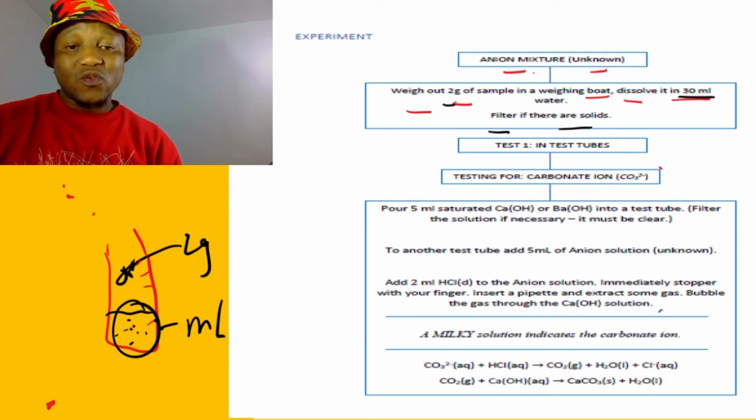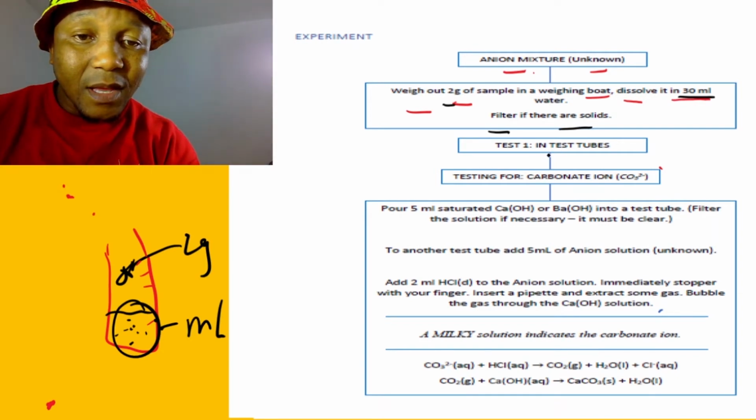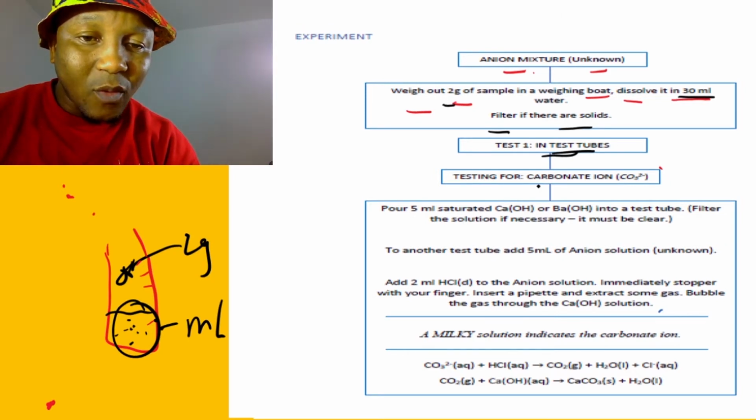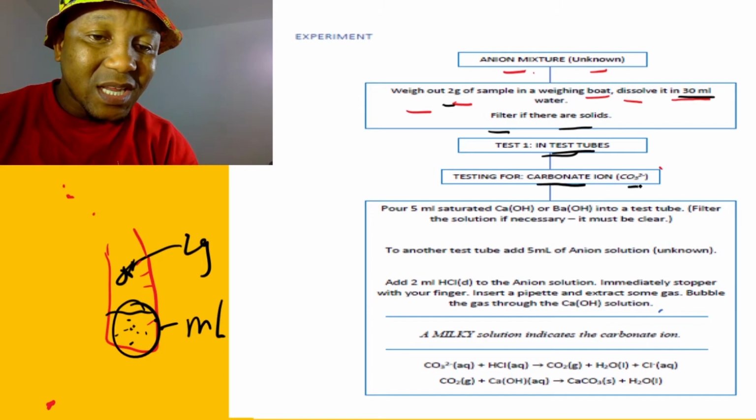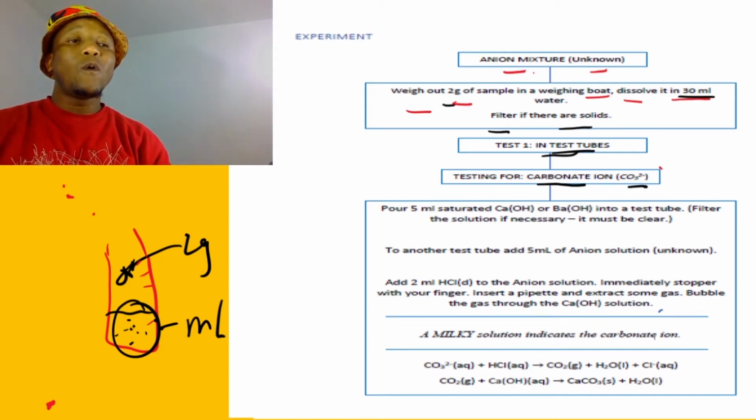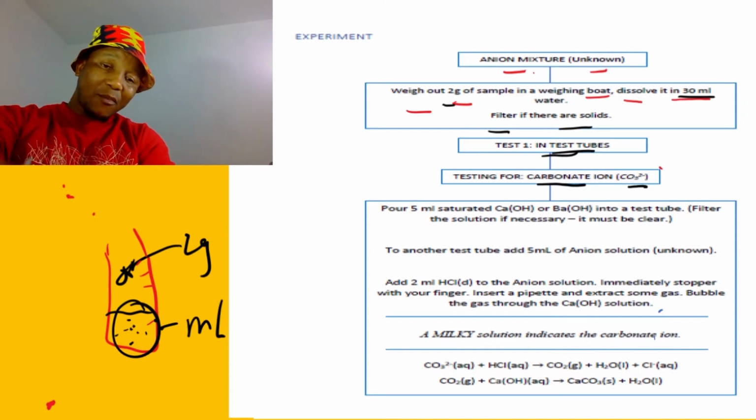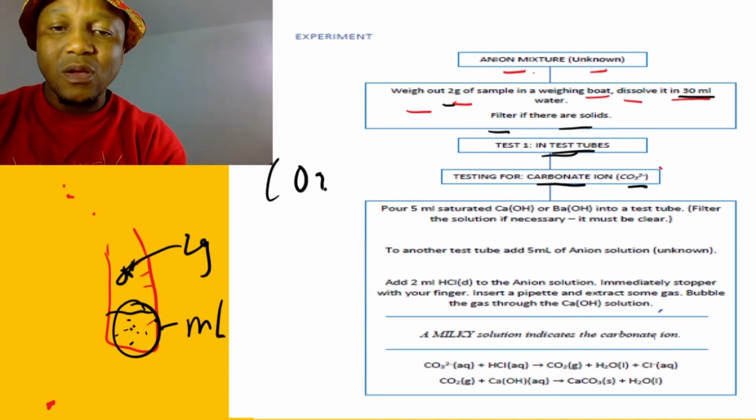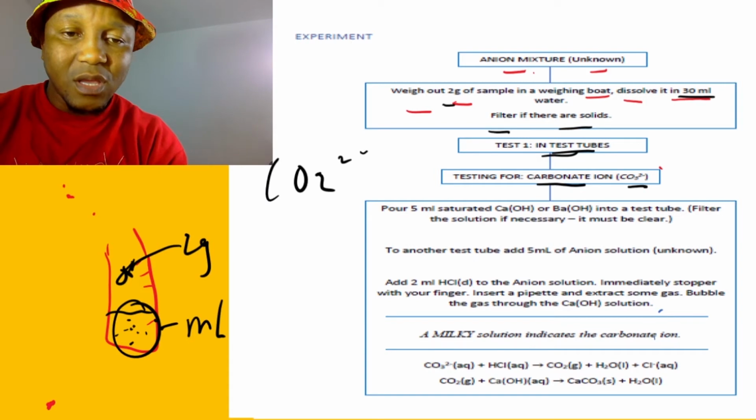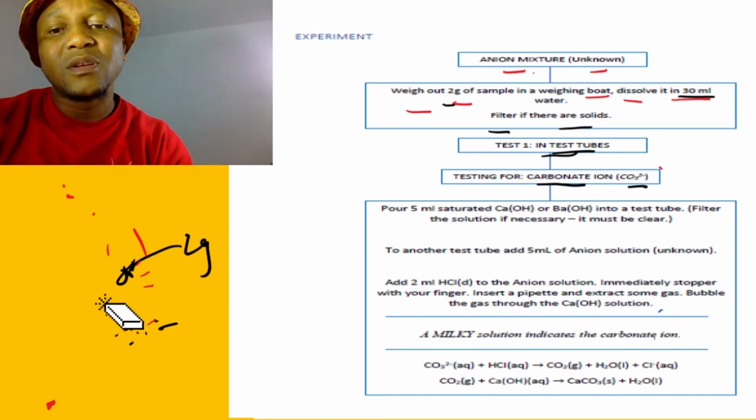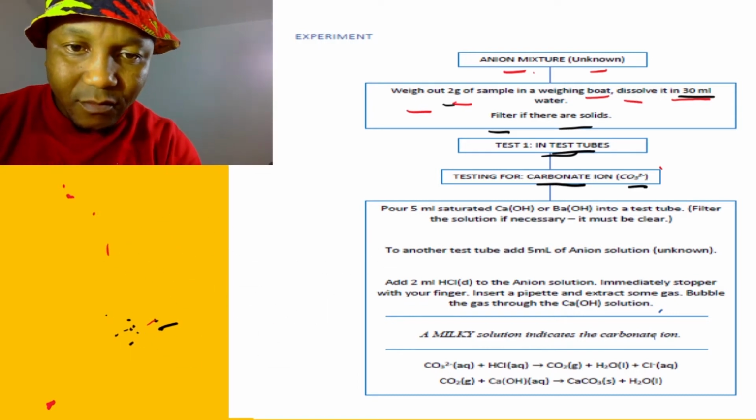Okay, now let's do test one. Test one, they say in a test tube, we want to test what? Test for carbonate ions. Oh, so we want to test for carbonate ions. Carbonate ions, which is CO3 2-. Okay, now how are we going to do that? Now let's see how we're going to do it.